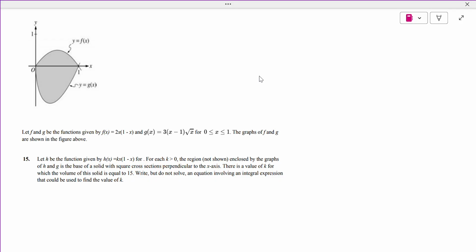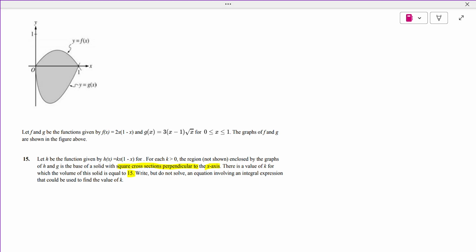The region enclosed by the graphs of h and g is the base of a solid whose cross sections perpendicular to the x-axis are square cross sections. There is a value of k for which the volume of this solid is equal to 15. So we are given the volume to be 15. But do not solve an equation involving an integral expression that could be used to find the value of k.